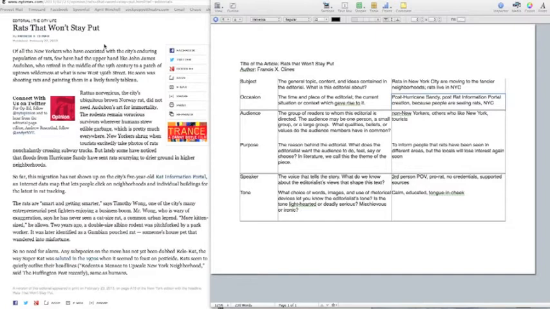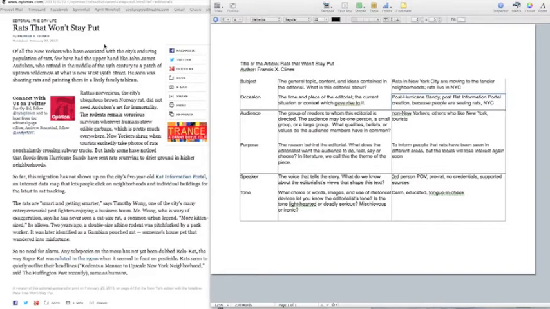The rats are, quote, smart and getting smarter, says Timothy Wong, one of the city's many entrepreneurial pest fighters enjoying a business boom. Mr. Wong, who is weary of exaggeration, says he's never seen a cat-sized rat, a common urban legend. Quote, more kitten size, he allows. Two years ago, a double-sized albino rodent was pitchforked by a park worker. It was later identified as a Gambian pouched rat, someone's house pet that had wandered into misfortune. So no need for alarm.